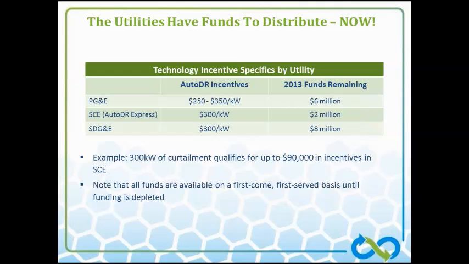So if you have a $90,000 project, then congratulations, you've been able to fully cover that project. But even if you have a $200,000 project, well, here's $90,000 to release some of that cost.